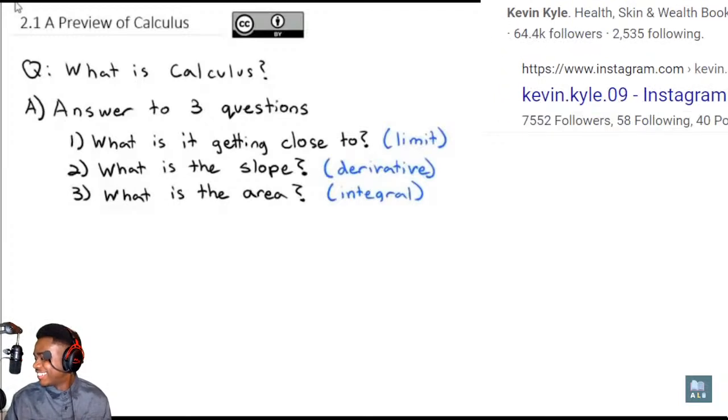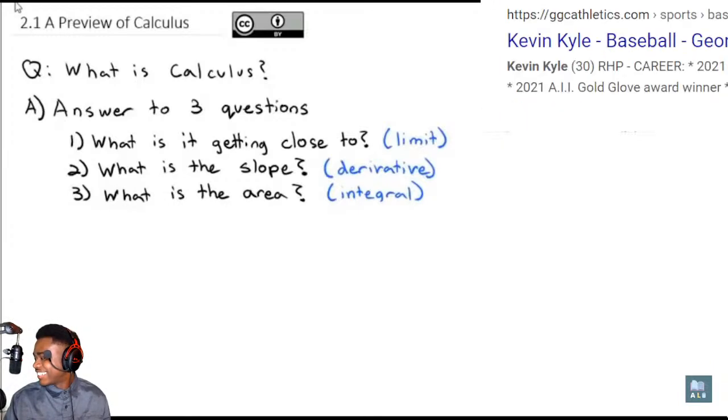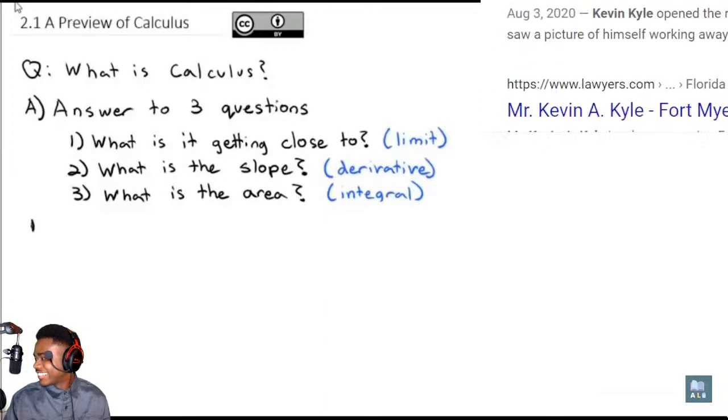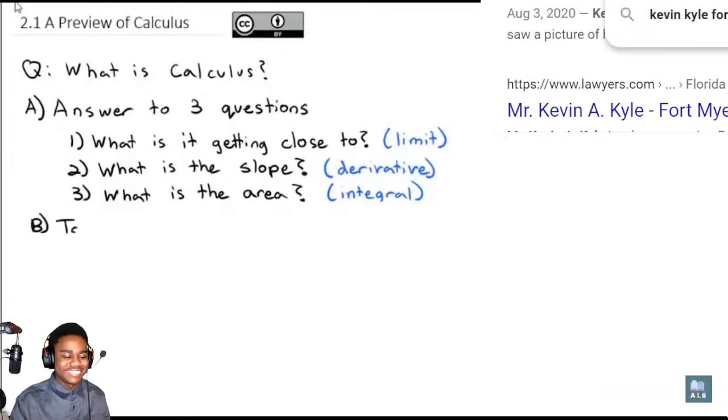So to kind of set this up, we're going to take a look at first the tangent problem.